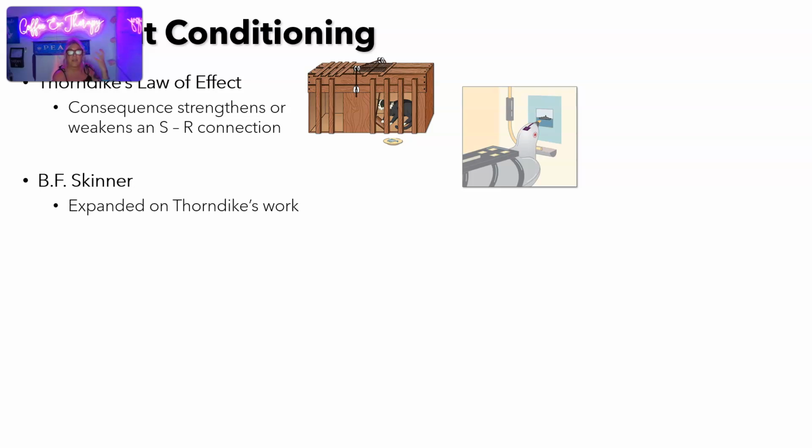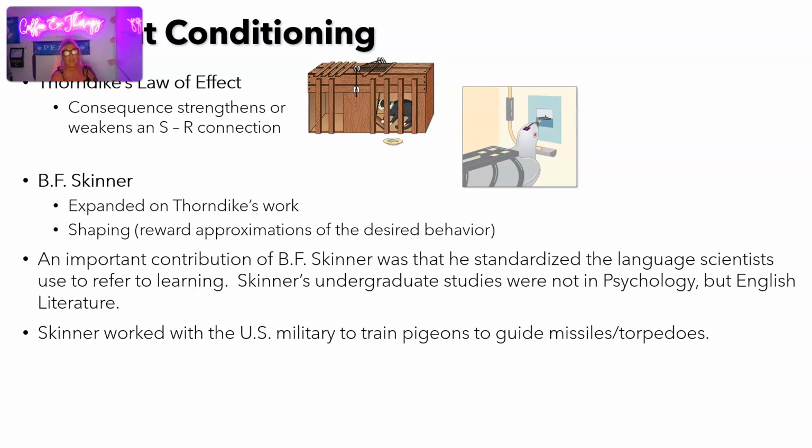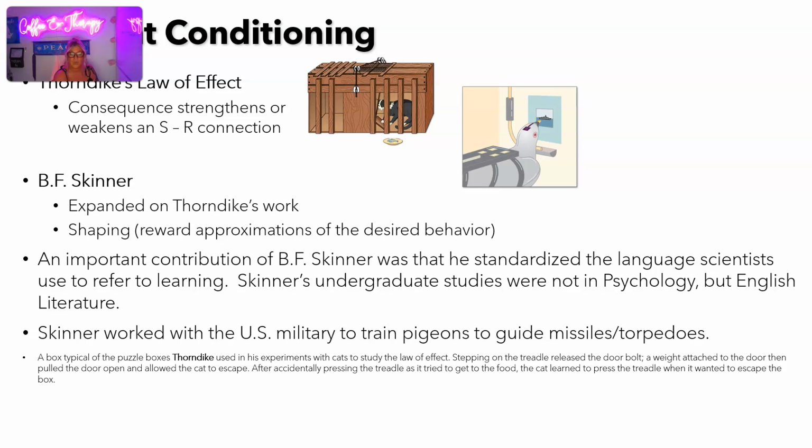All right, so looking at some big people in operant conditioning, we've got Thorndike and B.F. Skinner. Thorndike's law of effect: consequences strengthen or weaken that connection. You can look in the book. There are a lot of videos, and I believe I've included that in this presentation. B.F. Skinner did expand on Thorndike's work through shaping, so rewarding approximations of the desired behavior. An important contribution of Skinner was that he standardized the language scientists use to refer to learning. His undergraduate studies were not psychology, but English literature, just a little fun fact. He worked with the US military to train pigeons to guide missiles and torpedoes. That was his big claim to fame, which is really interesting.